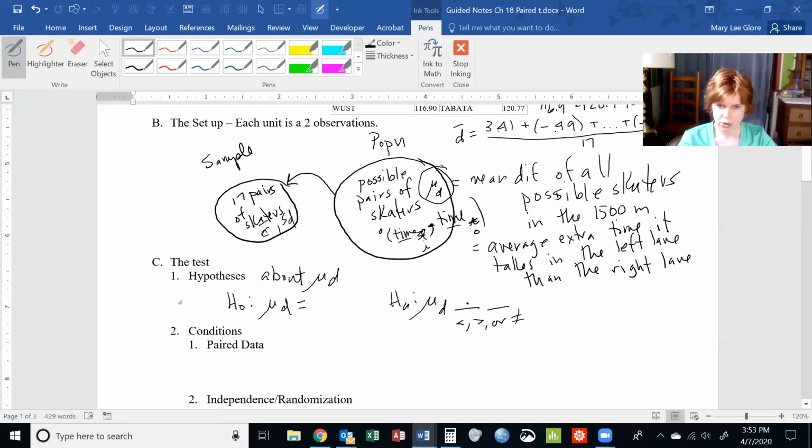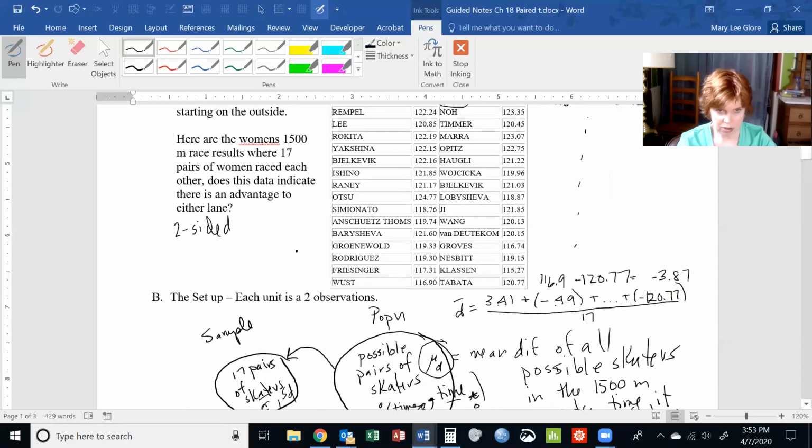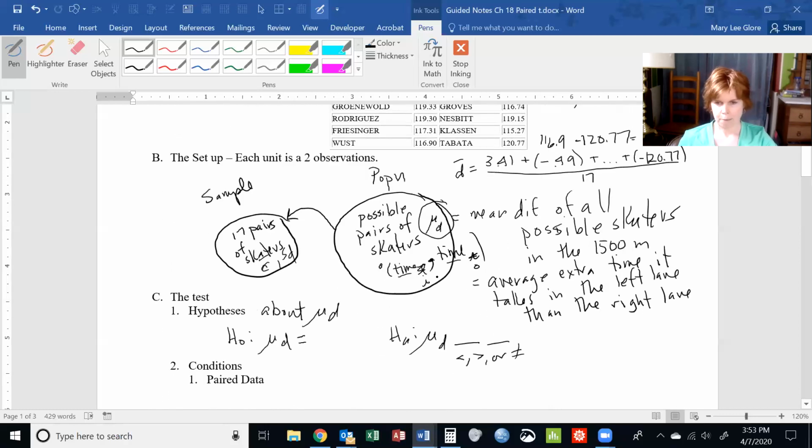All right. And I told you this was going to be a two-sided test because we want to know, is there an advantage to either lane? So is one lane faster than the other? So this will be not equal to. And so if there is an advantage, then there should be a mean difference of some sort. All right. So if mu d is 0, that means on average, neither lane is faster. If it's not 0, this means that one lane is faster than the other on average. So this is our two-sided alternative.